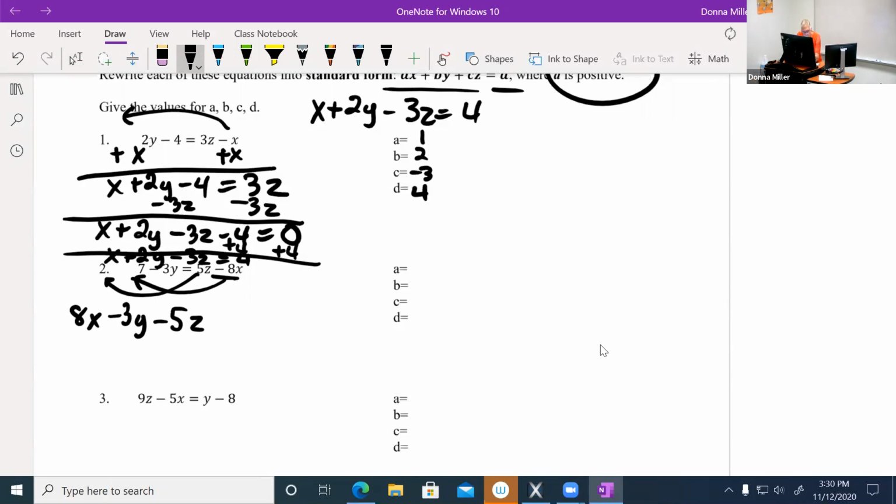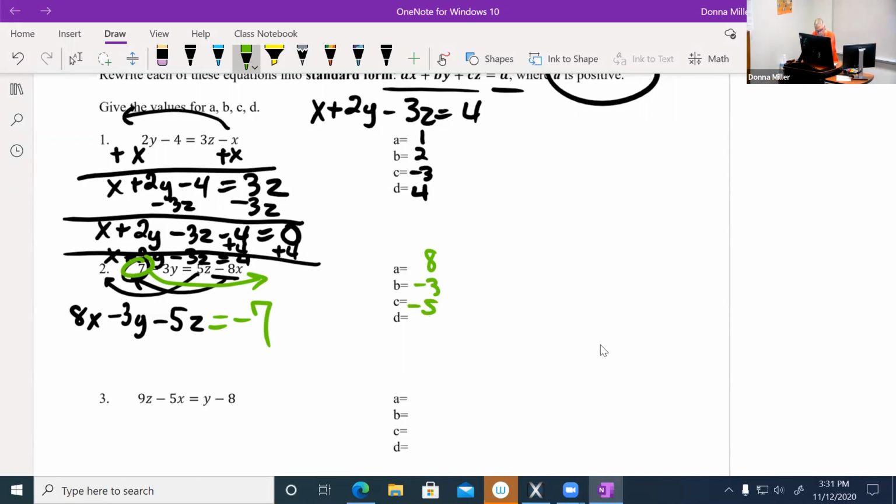And then I have a 7 on the right that I would like to be on the left. Let's do that in a different color. The positive 7 is going to move over here and become a negative 7. So if it's a positive, it becomes negative. If it's a negative, it becomes positive. And that's my equation. So 8, negative 3, negative 5, negative 7 is what I put in the matrix.